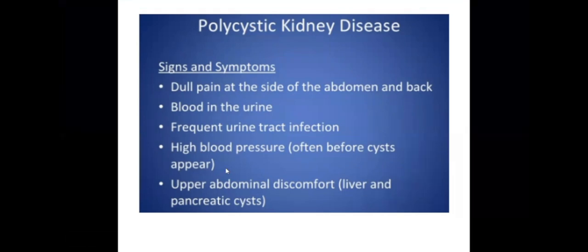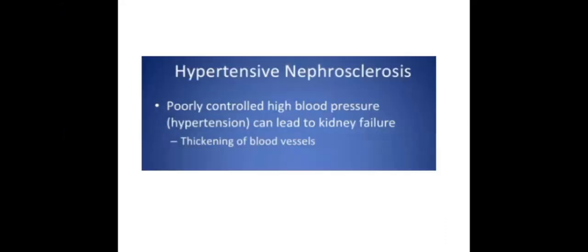Frequent UTI means the person will get infection in their urinary tract very frequently. There is also high blood pressure, often before cysts appear, and upper abdominal discomfort, since liver and pancreatic cysts might be there in PKD.